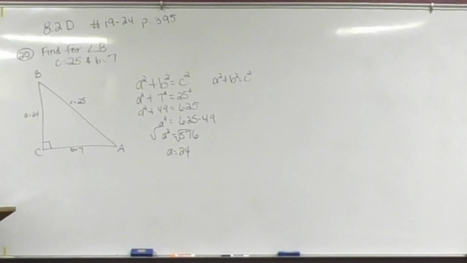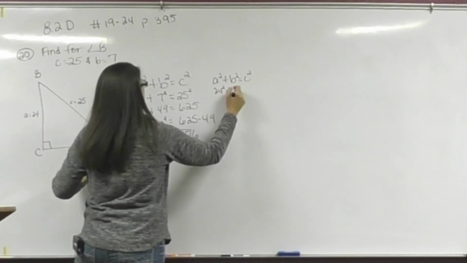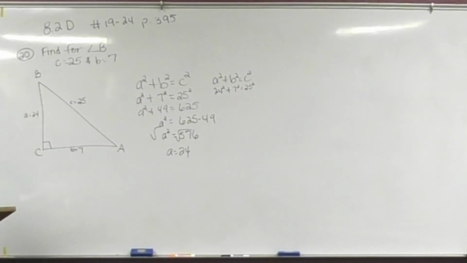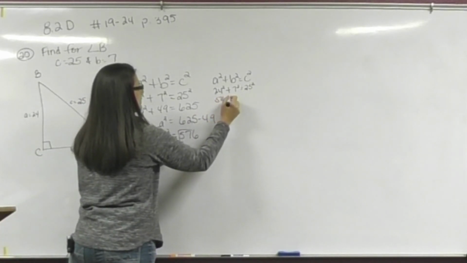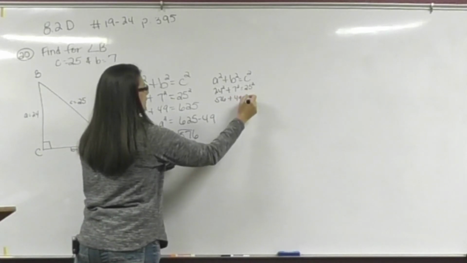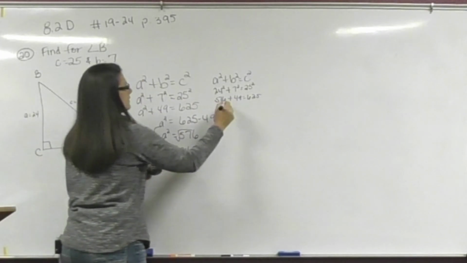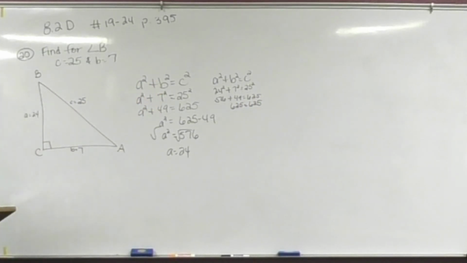So let's check these. Let's make sure that all of these numbers work in our formula. I want to substitute 24 in here, 7 in here, and 25 here. So 24 squared is 576, plus 7 squared is 49, and 25 squared is 625. So 576 plus 49 is indeed 625, so that's true. Okay, so now we can actually solve for our final answer.